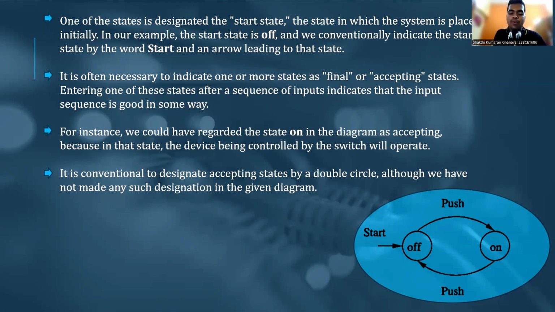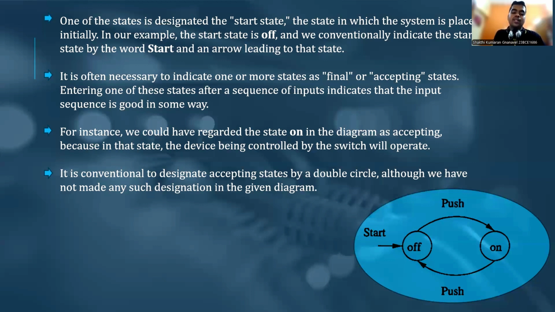Arcs between states are labeled by the inputs, which represent external influences on the system. Here, both arcs are labeled by the input push, which represents the user pushing the button. The intent of the two arcs is that whichever state the system is in, when the push input is received, it goes to the other state.